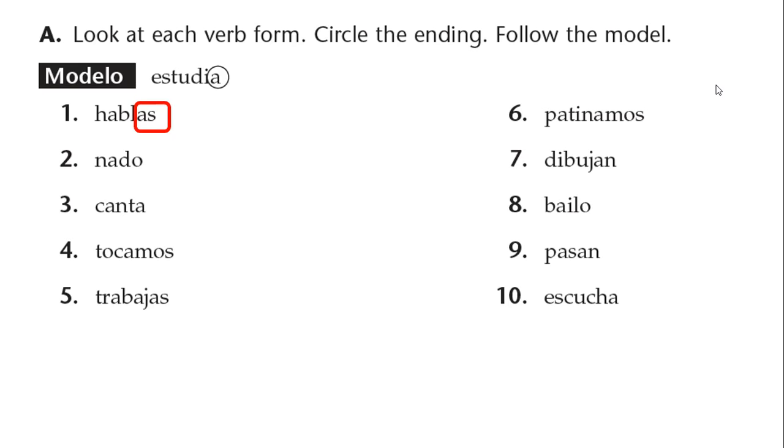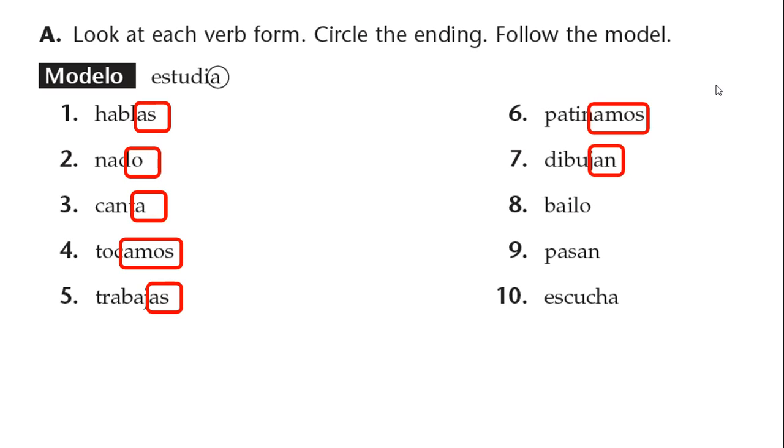You should have hablas, the AS; nado ends in O; canta, the ending is A; tocamos, that is the we form, that's AMOS; trabajas is AS; patinamos, again, is the we form; dibujan is the AN; bailo is the O; pasan is AN; and escucha is the A ending. So these endings tell us who's doing the action.